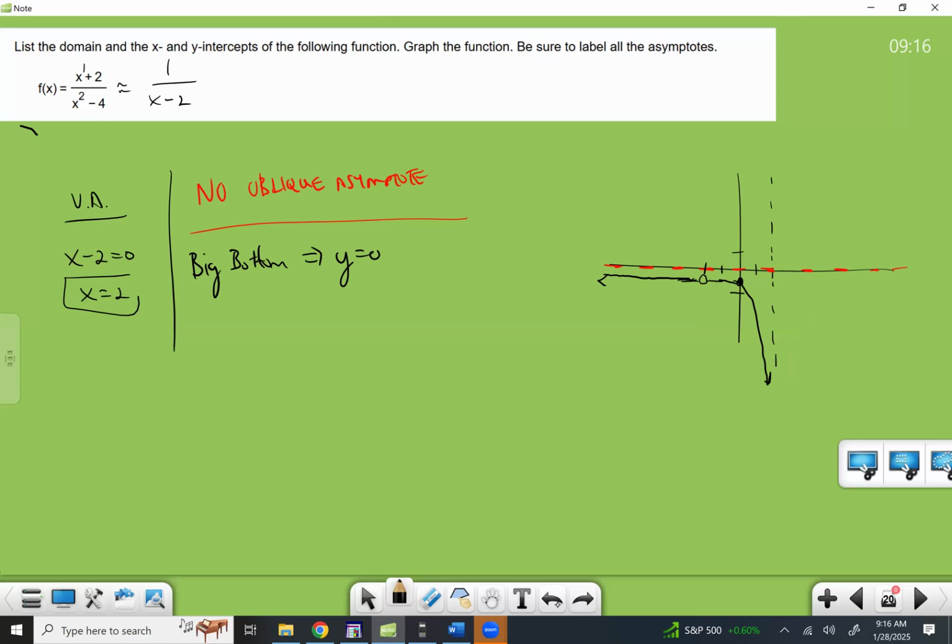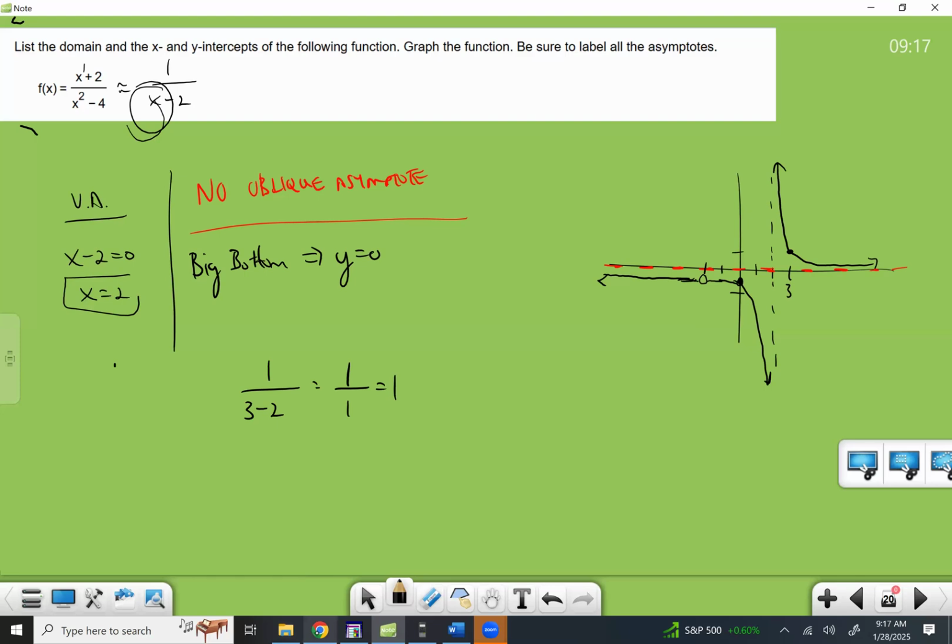Now, what you can do to determine that is you could take, for example, the point 3 and you could plug it in. If we take 3 and we plug it in right here, so we get 1 over 3 minus 2, 1 over 1, which is 1. Well, then we can see that we're up here. So this is most likely going to be how our graph's going to look, okay? If I would have gotten a number less than 0, like a negative number, then I would have drawn it down here in this quadrant, okay?